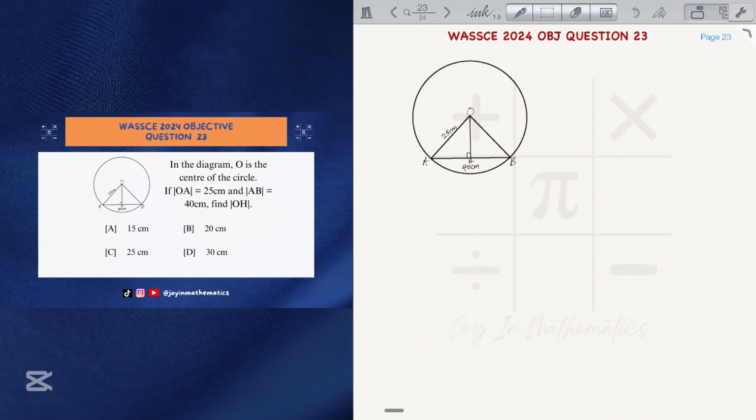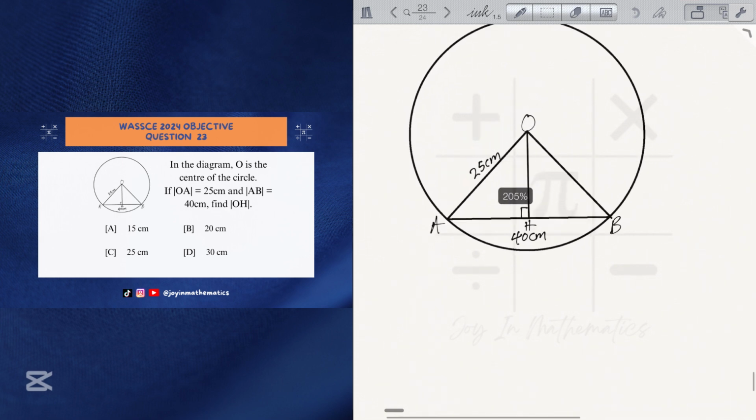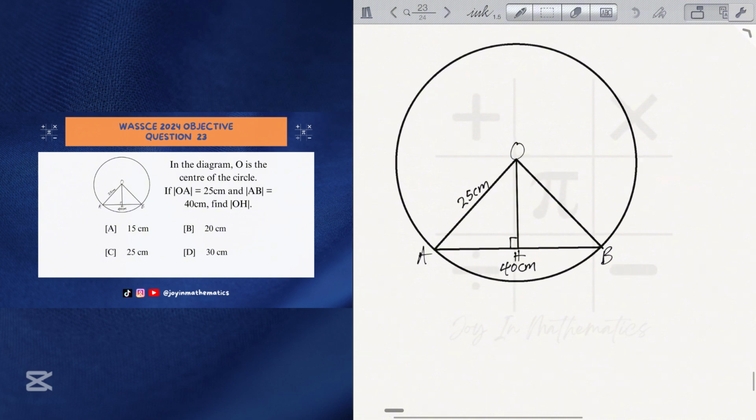Now we have WAEC 2024 objective question 23, and we are given this diagram, and the question says, in the diagram, O is the center of the circle, and OA is equal to 25 centimeters, AB is equal to 40 centimeters, and we are asked to find length OH. Let's call this length X.